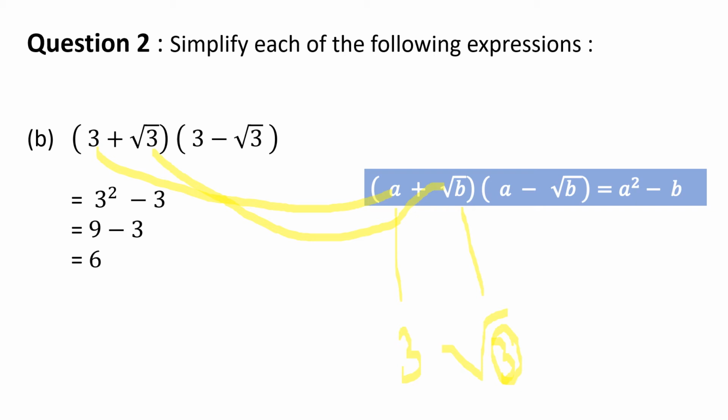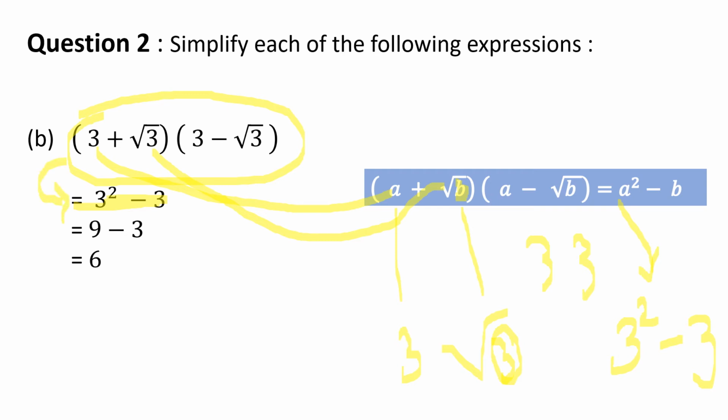B is the number inside the root, right? So b is also 3, a is also 3. So you can see that I substituted it here in this formula, 3 square minus 3. So that is how we got this 3 square minus 3. Okay, so I use the formula on this and I got this. So try to use the formula and see.